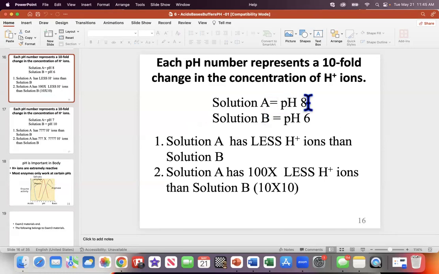The answer is 100. The answer is 100 because the difference of these two, 8 minus 6, is 2. So the difference is 2. So it's 10 multiplied by 10, totally 100 times. So solution A has 100 times less hydrogen than B. Or you can say solution B has 100 times more hydrogen than A. The difference is 2, so it's a log scale. 10 multiplied by 10 is 100.